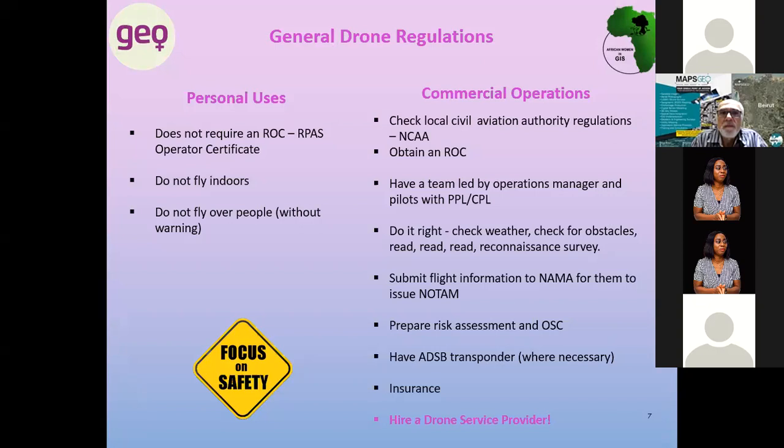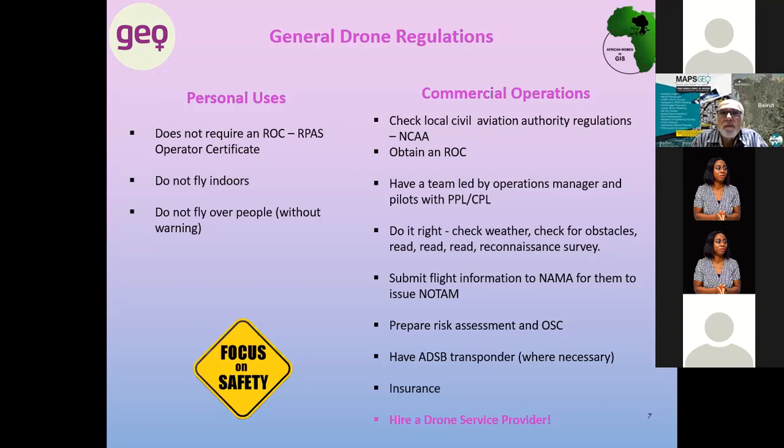For commercial operations, like I said earlier, you check the NCAA and obtain an ROC, which is the license to fly. In Nigeria, we have various bodies that help to regulate the licenses, such as the National Security Advisor's Office, the Nigerian Civil Aviation Authority, the State Security, and such like. You should have a team here in Nigeria, made up of pilots and an operations manager. Pilots usually have PPL or CPL, that's private pilot license or commercial pilot license. You need to do it right.